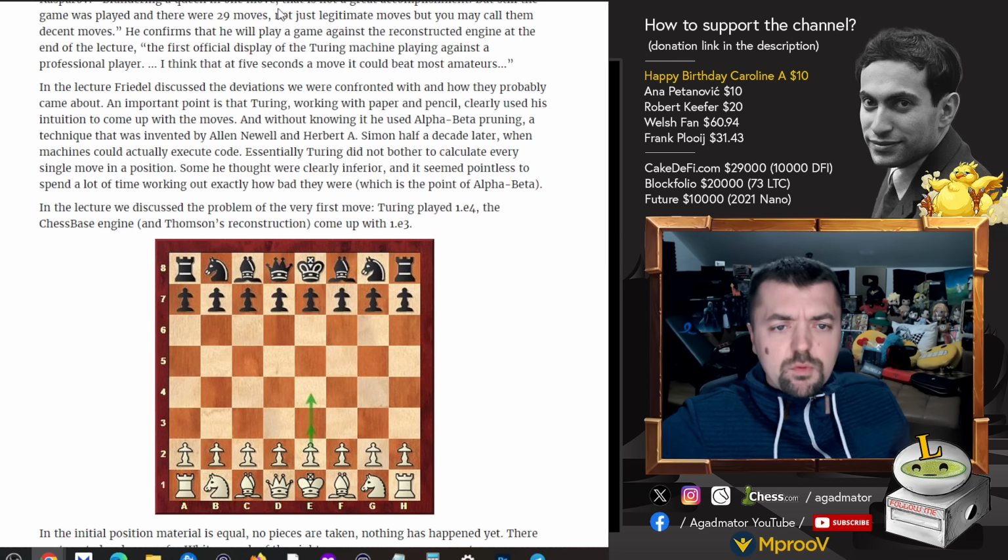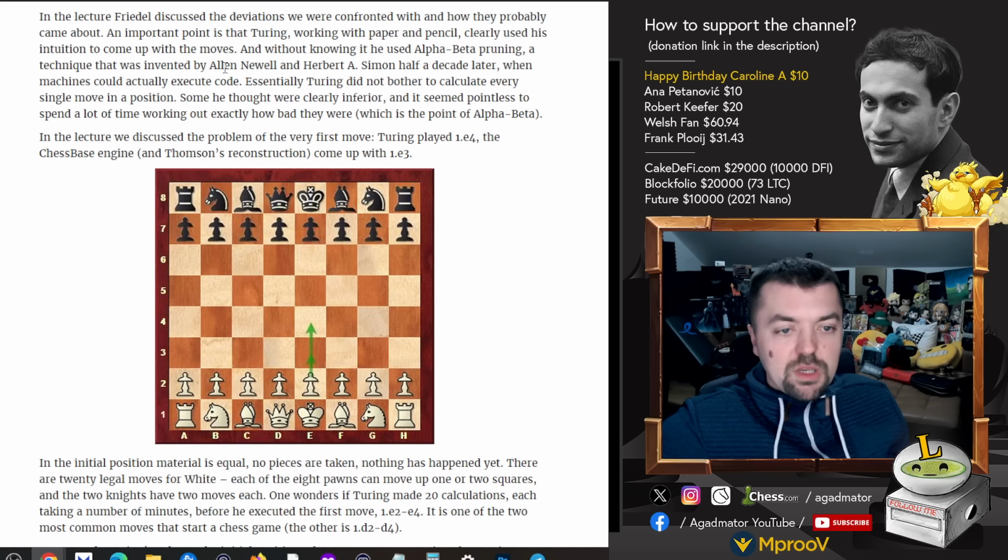Kasparov says, blundering the queen in one move, this is not a great accomplishment, but still the game was played and there were 29 moves. Not just legitimate moves, but you may call them decent moves. So high praise coming from former world champion Garry Kasparov. He confirms that he will play a game against the reconstructed engine at the end of the lecture, which of course you've seen in the previous video.